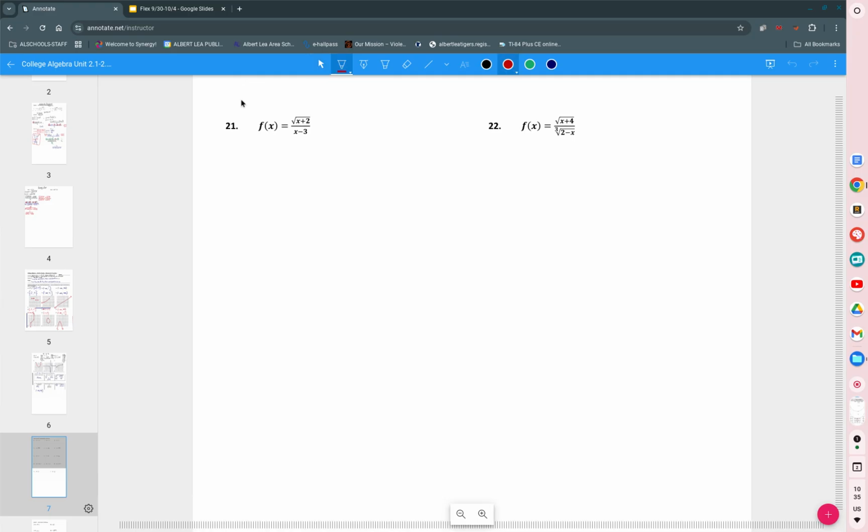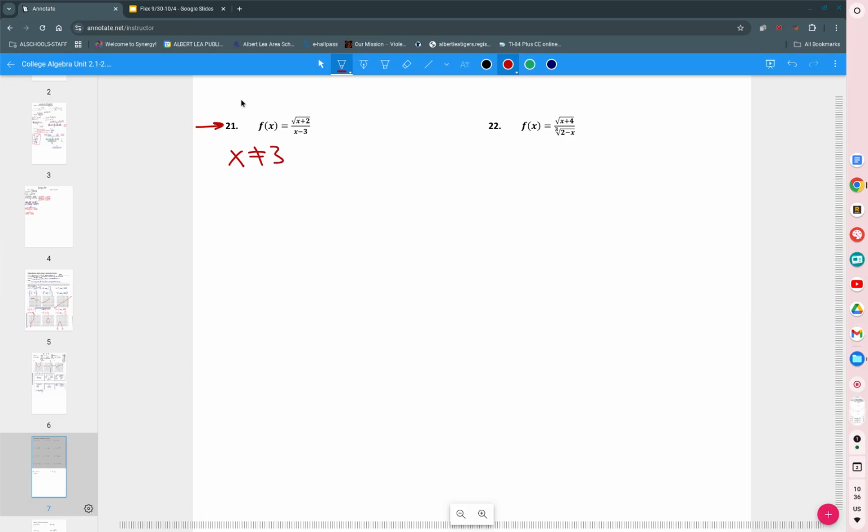But we can say that for problem number 21, everybody, whether you're here or not, you should be able to say, what x value can you not plug in for problem 21? 3. How come? Because you can't have 0 in the denominator. Very good. So by the bottom, we say x cannot be 3. Okay, that's part of the domain. There's more to the domain than just that.